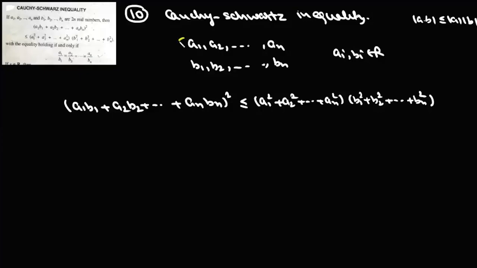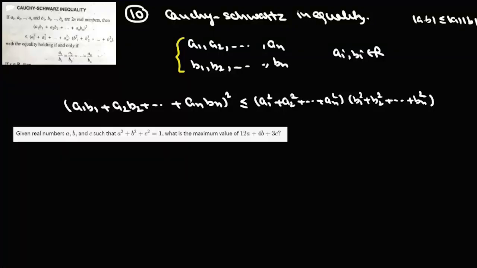So for two sets of n real numbers, we can write a1 b1 plus a2 b2 up to an bn whole square will be less than or equal to a1 square plus a2 square plus up to an square into b1 square plus b2 square up to bn square. Now this inequality is also an important inequality which is used extensively. Let us take up an example.